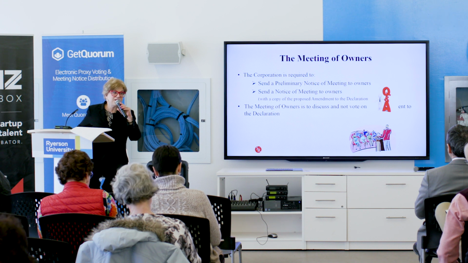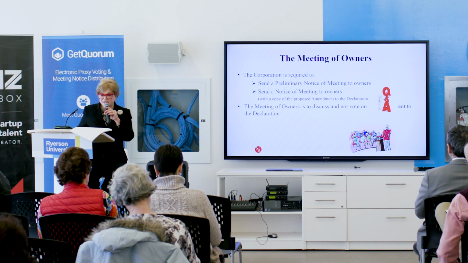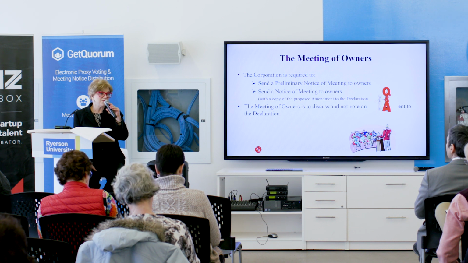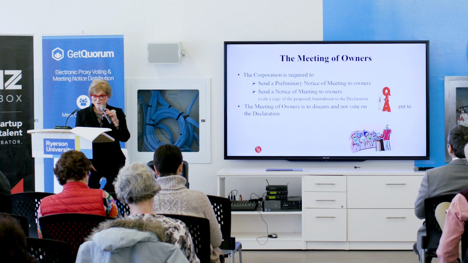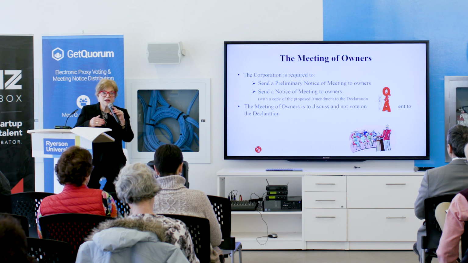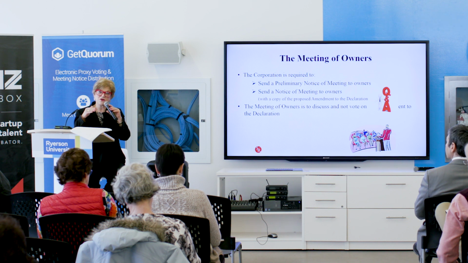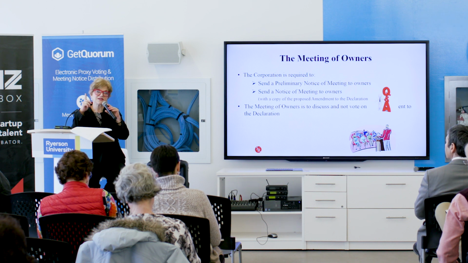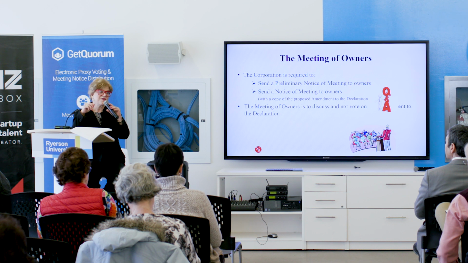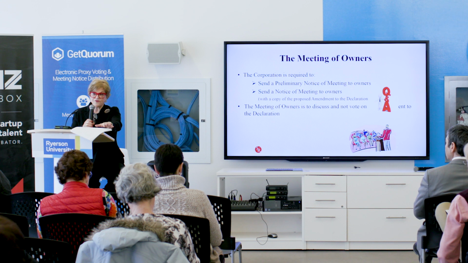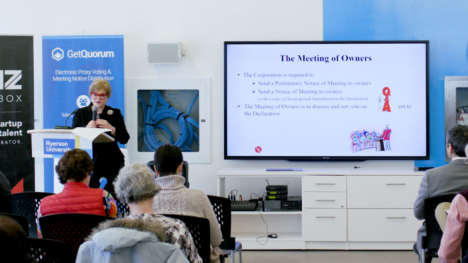So after you've done the preliminary notice of meeting, you send your notice of meeting just like you would for any other meeting of owners under the Condominium Act, and the notice of meeting must include the copy of the proposed amendment. Okay? So this is different than any other kind of meeting. This meeting is only called for the purposes of discussing the amendment. There is no vote taken at this meeting.